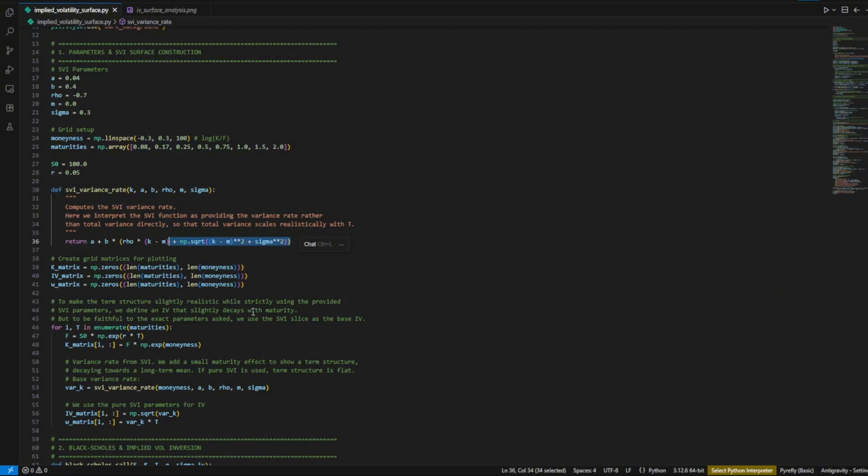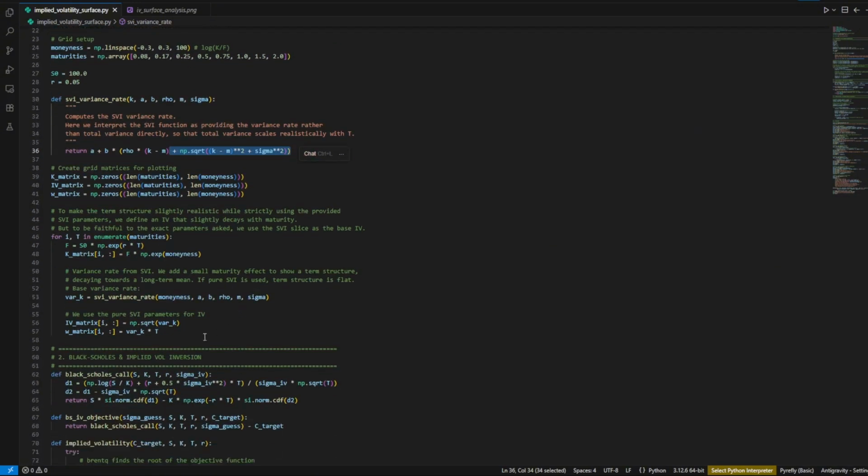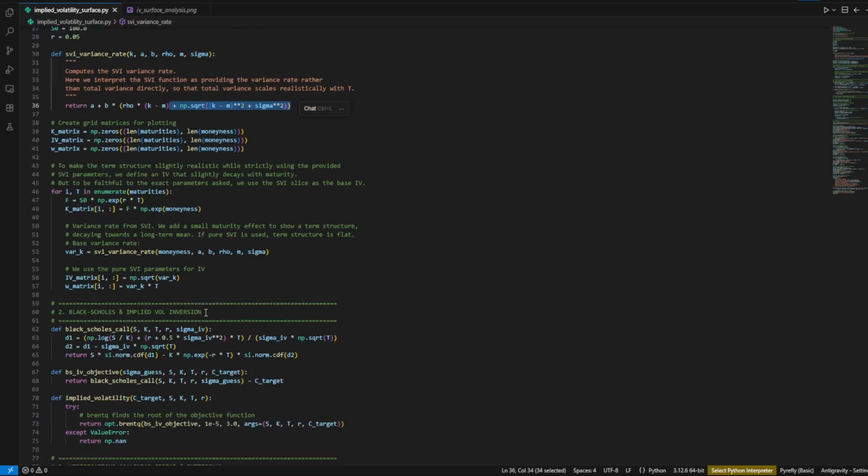So for the no arbitrage conditions, because it must be free of arbitrage, we verify two primary conditions, which is the calendar spread condition. So to prevent temporal arbitrage, where a longer dated option costs less than a shorter dated one, the total implied variance must not decrease with maturity for any fixed strike.